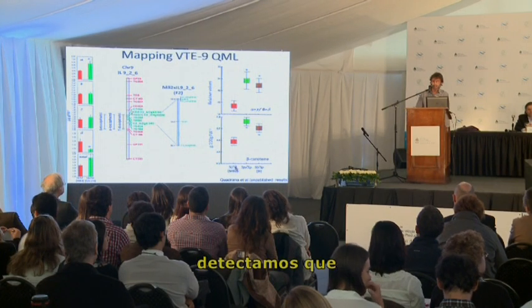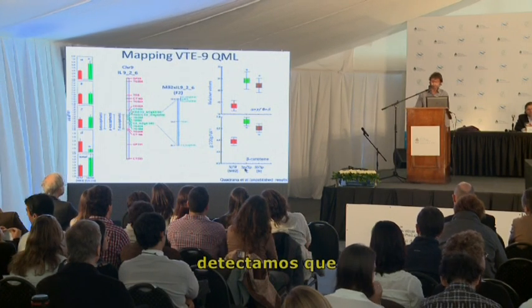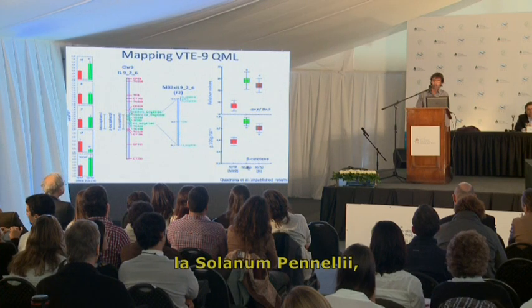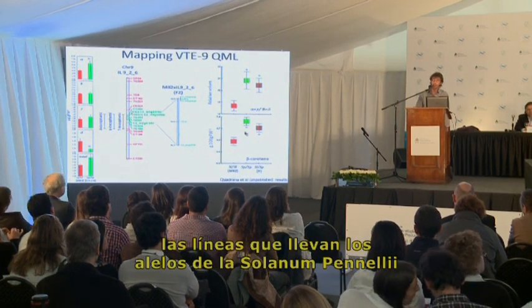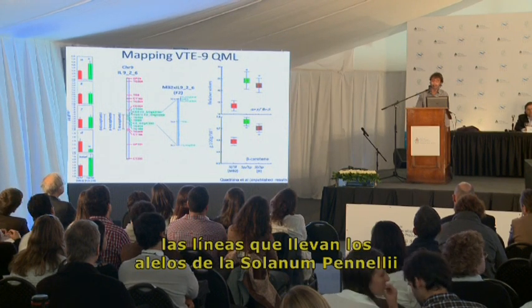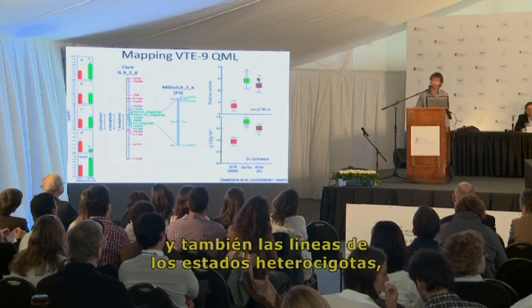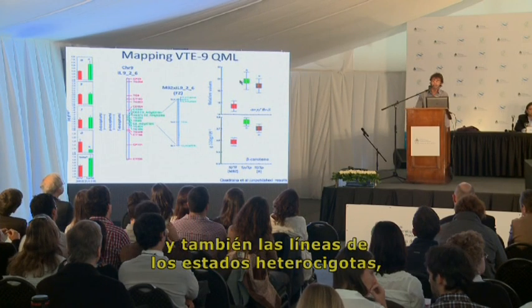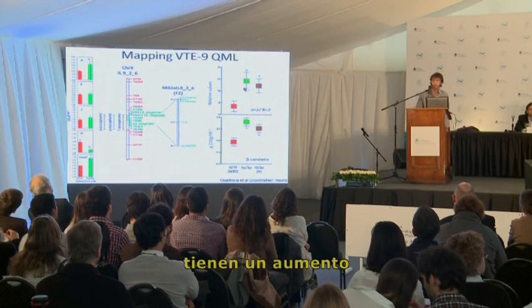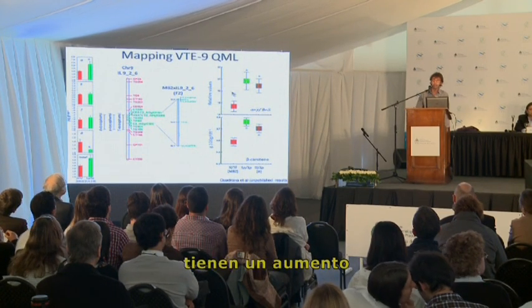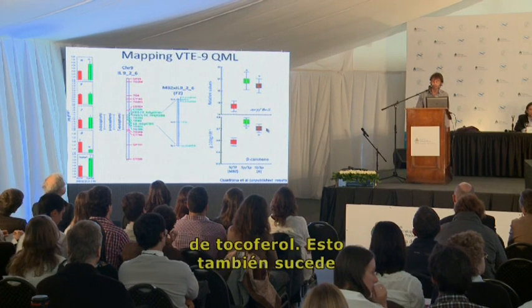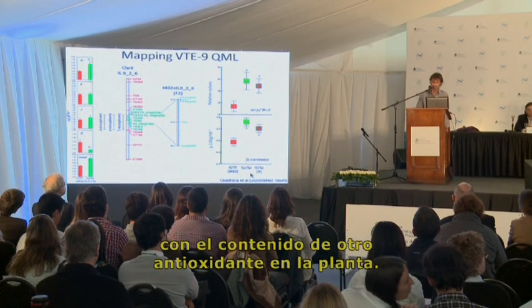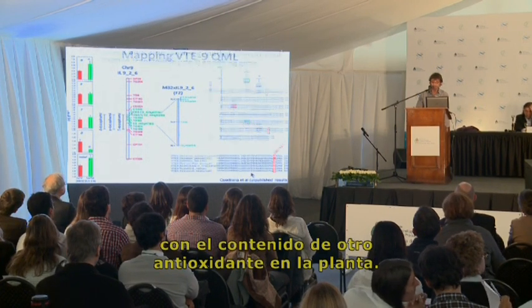we detected that the lines carrying the Solanum pennellii alleles, and also the lines in heterozygous status, have an increase in the relative contents of the different forms of chlorophyll. This happened as well with the content of another antioxidant in the plant.